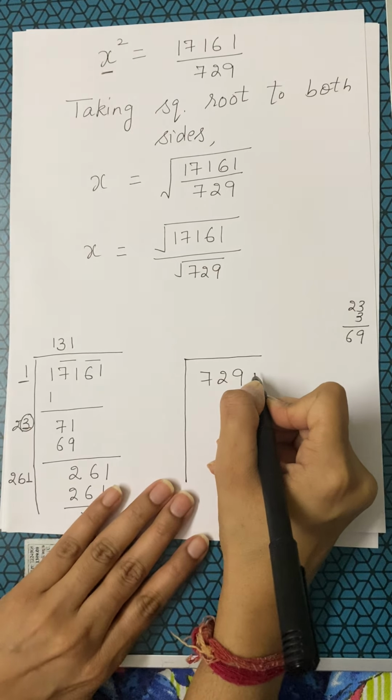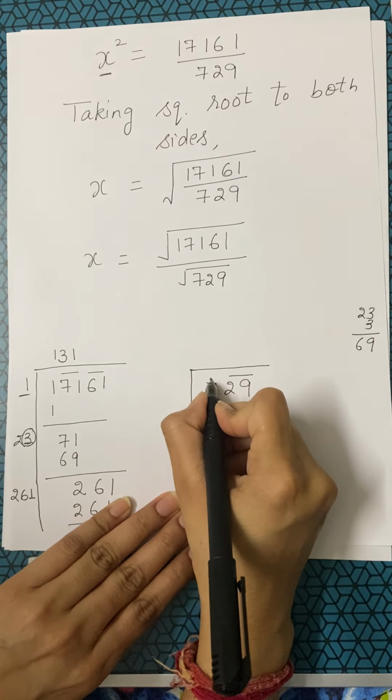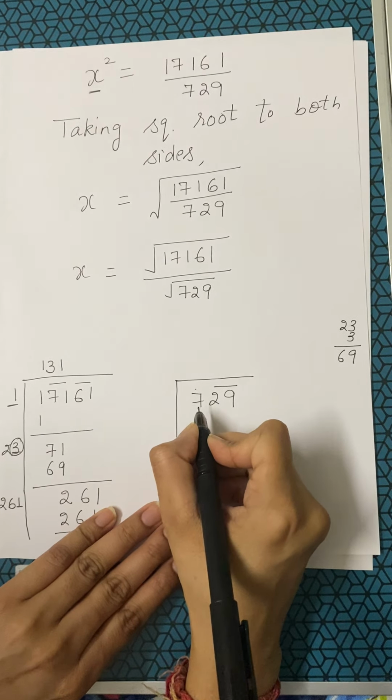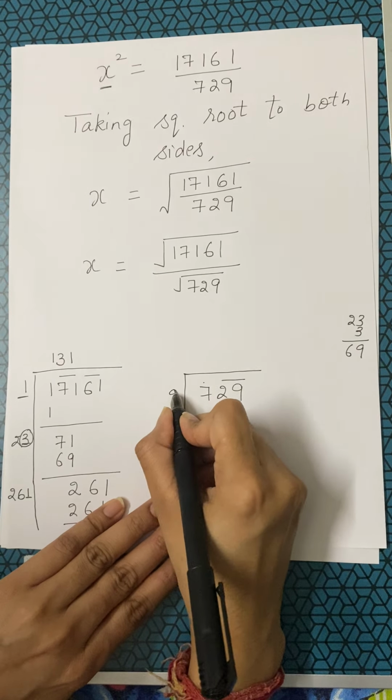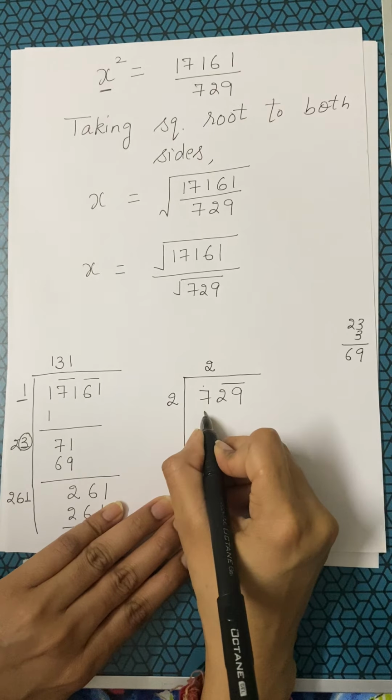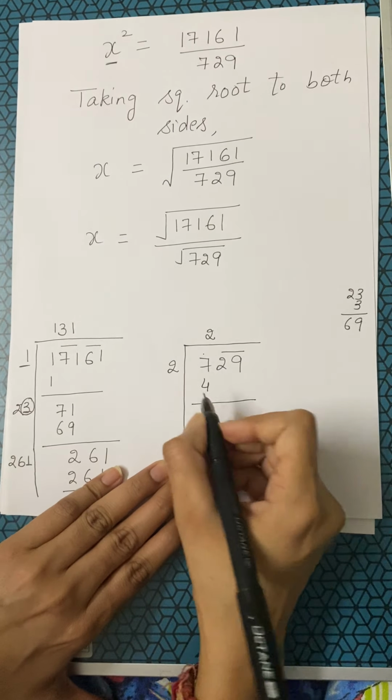I'll start pairing the digits from the right hand side. 7 will be as it is. Now the perfect square which is less than 7 is 4. That means 2 2s are 4. So this will be 4 here.